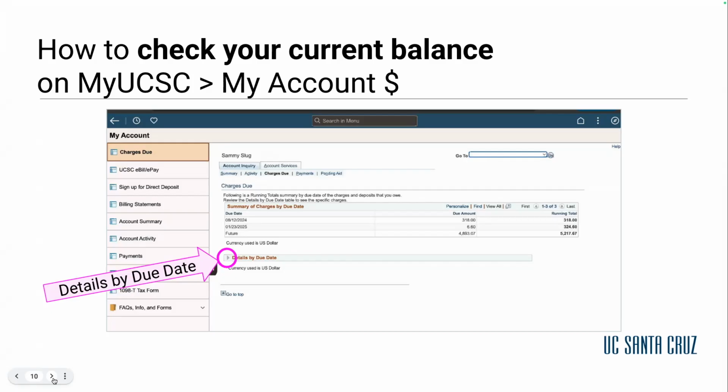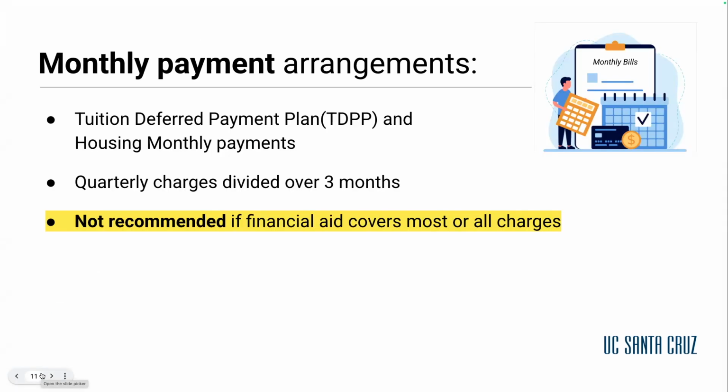The amount to pay may also be different than what you see on the bill if you set up a monthly payment arrangement. If you or an adult at home are not able to pay the full amount of your quarterly bills, a monthly payment arrangement may help. These payment arrangements take quarterly charges for either your combined tuition and fees or your combined housing and meal plans, or both, and divide them over the 3 months of the quarter to create smaller, more affordable payments.